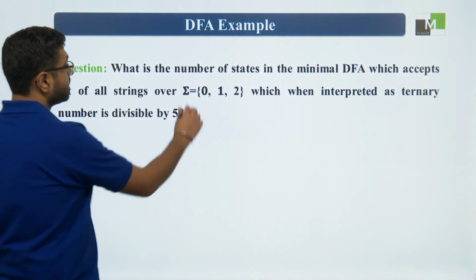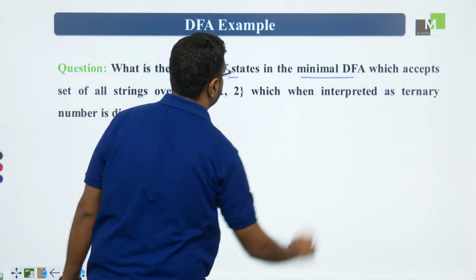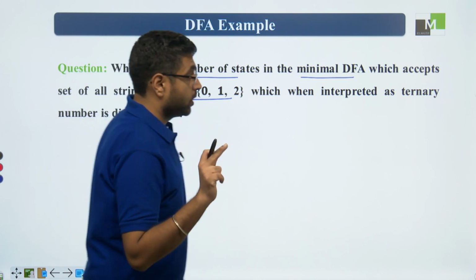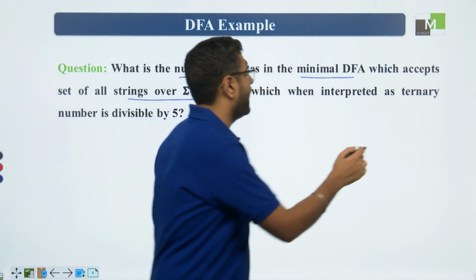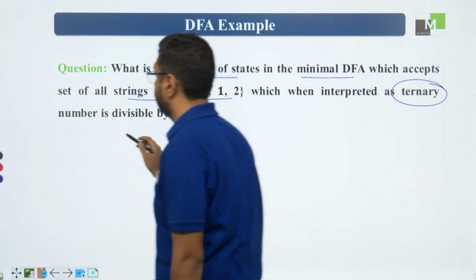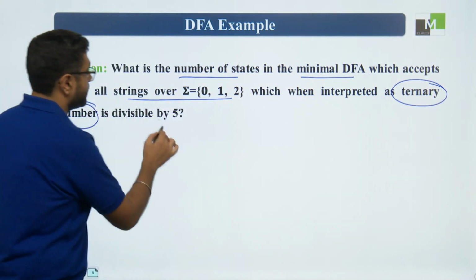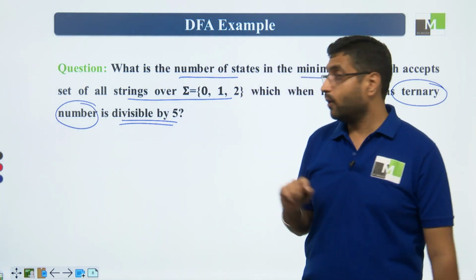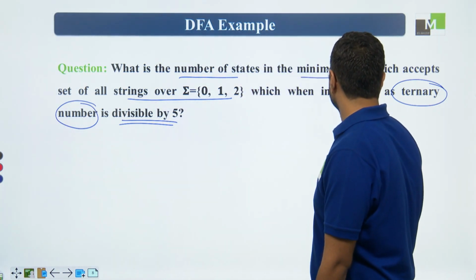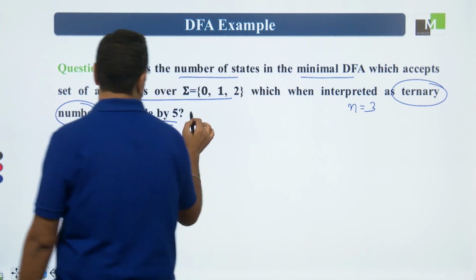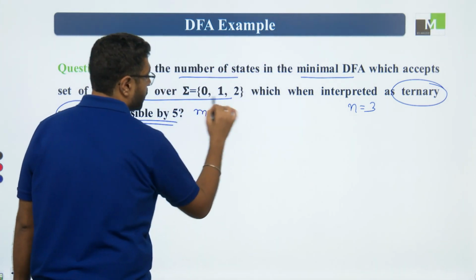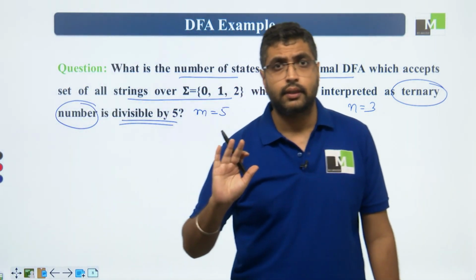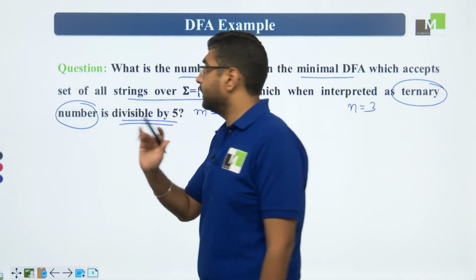What is the next question? What is the number of states in the minimal DFA which accepts the set of all strings over sigma equals {0, 1, 2}? So now the sigma has changed to 0, 1, 2, and this is a ternary number system, which is very important. You are checking divisibility by 5. Now this is n-ary, so your n is 3 here, and divisibility by 5 means your m is 5. So what are the possible remainders? 0, 1, 2, 3, 4. How many states? 5. Question is done. Within 5 or 10 seconds, you can do this question.